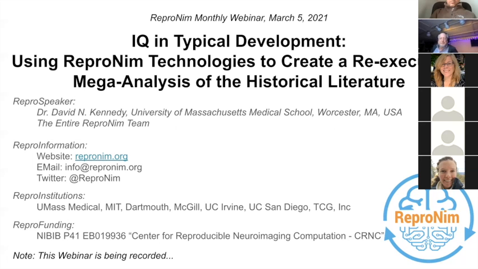So in this vein, and sort of in transition, I figured I would grab this first session and look at one of the works that we're working on together, within the ReproNim team, and that's to look at IQ and typical development. Using the ReproNim technologies to create a re-executable version of a meta-analysis that is driven and motivated by the historical literature on IQ and brain structures.